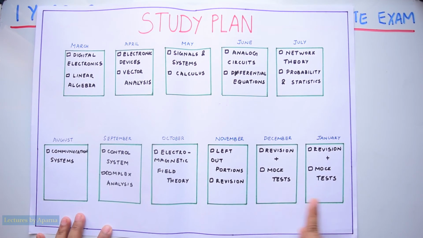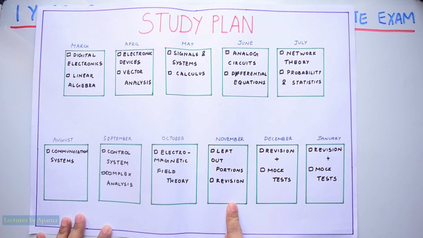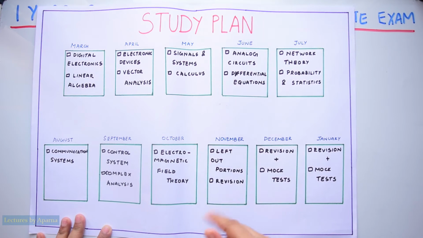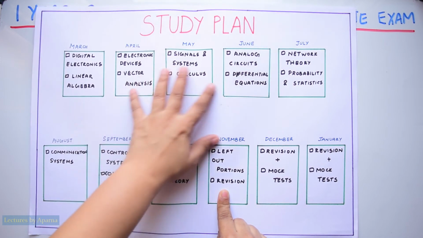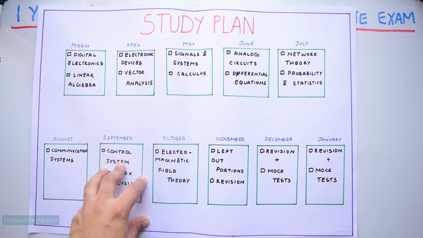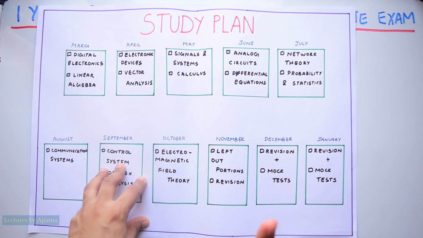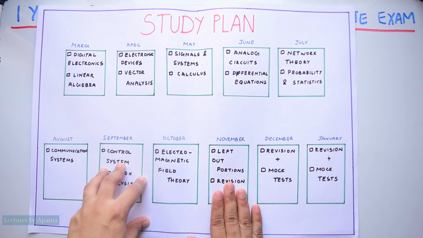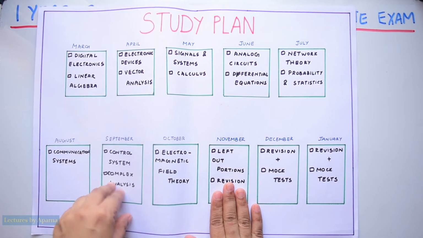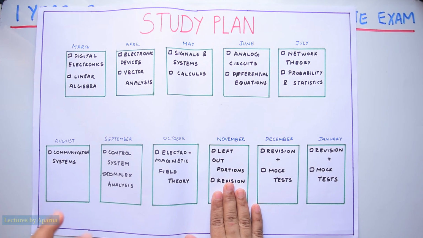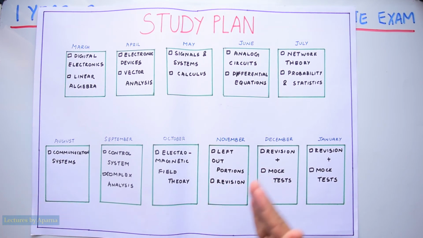The months December and January have been completely allotted for revision and mock tests. In November, you can study the topics that you have left out while studying and also do your revision. In the remaining 8 months, you can prepare one core subject and one topic from maths each month. You can choose which subject you need to learn according to your wish. So you have one whole month to prepare a core subject, which means you can do the studies thoroughly and build your subject concepts.